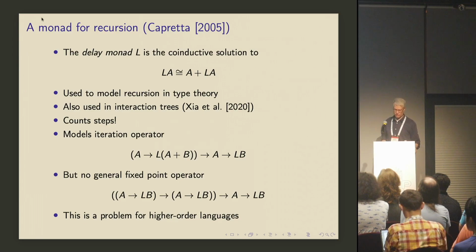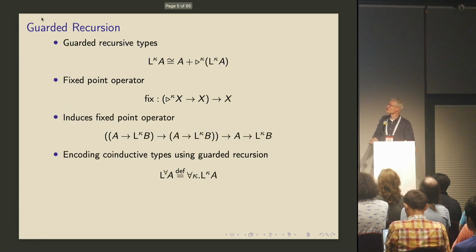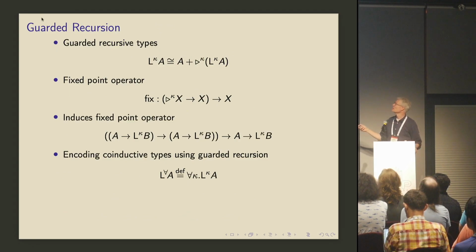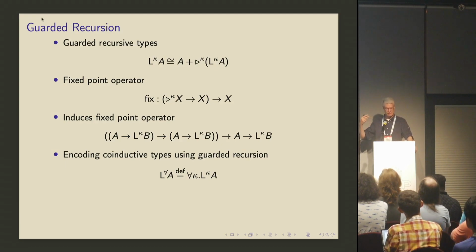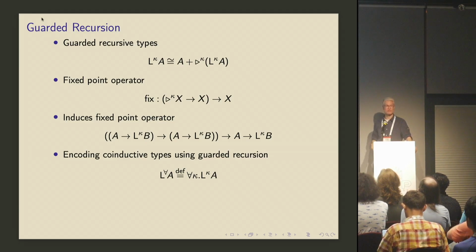So guarded recursion allows us to change the delay modality slightly by introducing a modal operator here, which corresponds to a time step on a clock kappa. And then once we do that, we can use this modality later here to ensure that everything we write in this meta-language is continuous. Okay, and the way we do that is we have a fixed point operator which has this type here.